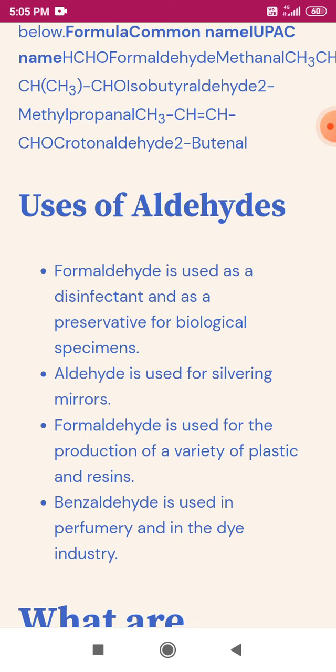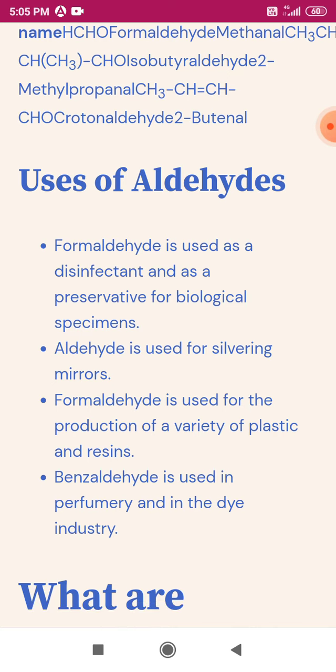Let's revise. Formaldehyde is used as a disinfectant and as a preservative for biological specimens. Aldehydes are used for silvering mirrors. Formaldehyde is used for the production of a variety of plastics and resins. Benzaldehyde is used in perfumery and in the dye industry.